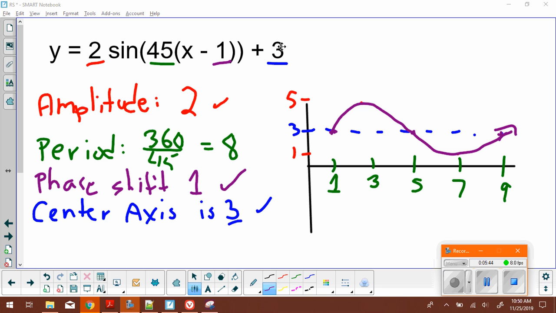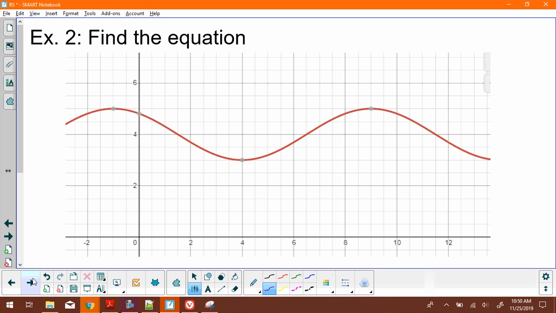For our second example, we're going to go the other way. So we're going to start with a curve. We're going to use that to find the equation. So the key things here are I'm looking for my amplitude, the period, the phase shift, and where the center line is.